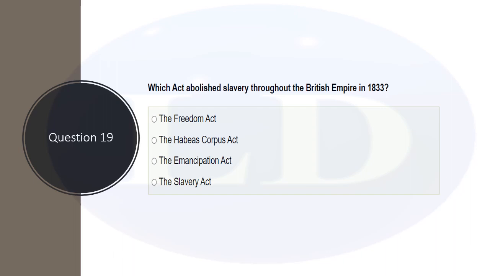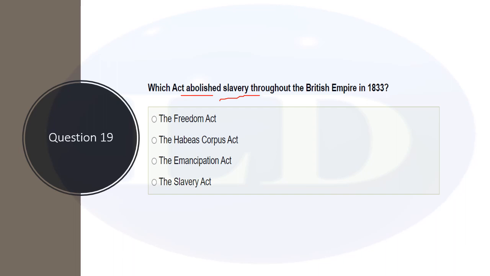Next question, which act abolished slavery throughout the British Empire in 1833? It's a very, very important question, I tell you. The Freedom Act, the Habeas Corpus Act, the Emancipation Act, the Slavery Act. You could see that you have the word slavery here, you have abolished here as well. So the first idea that comes to mind is that it has something to do with freedom. So this is just to trap you. This is not the right option.